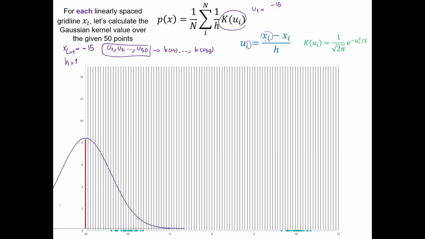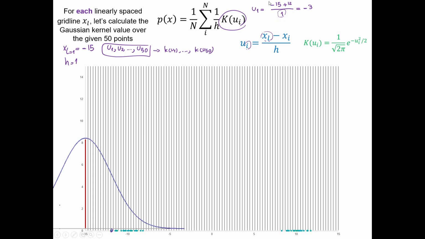Negative 15. What is the x of the first data point here? Probably like negative 12. Sure, let's do negative 12. So this becomes plus 12 divided down by 1, so this becomes negative 3. And this one in fact is a normalizer that I divided down by 1.